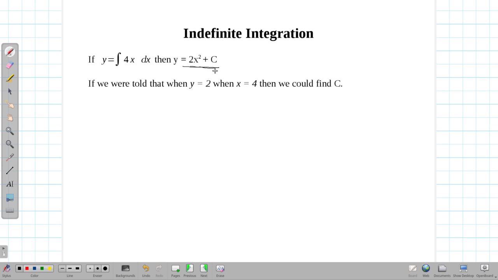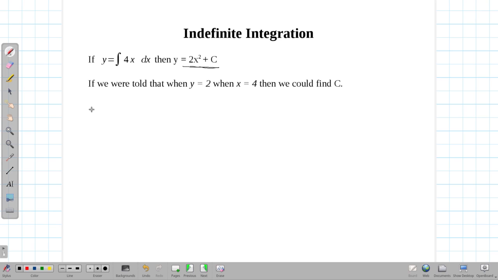Now there's certain circumstances where we can actually work out what c is, and this is when we've been given what we call boundary conditions. So we've been given some here. We say that when y equals 2, x equals 4, and from that we can find out what c is. So I've got a solution here.